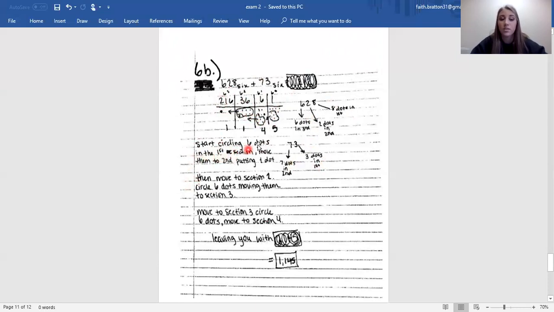Okay, start by circling 6 dots in the first section, moving them into the second one. So 6 dots here, move them to here. Then move to the second section, circle 6 dots here, move a dot over, and just count them out, like erase them. Move to section 3, circle 6 dots, and move them over to section 4, leaving you with 1 dot, making it 1,000, 1 dot here, making it 100, 4 dots, 40, and 5 dots. Okay, so 1,145.